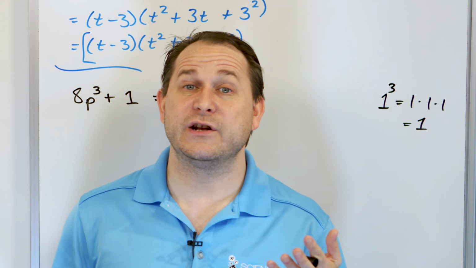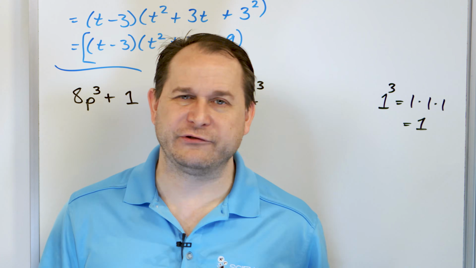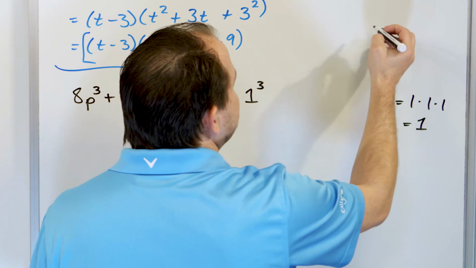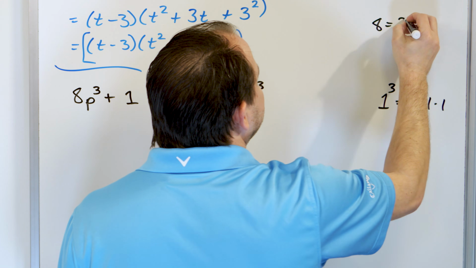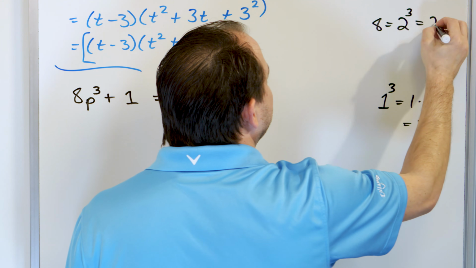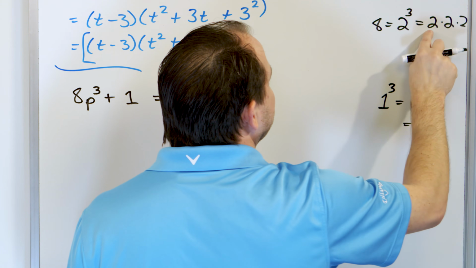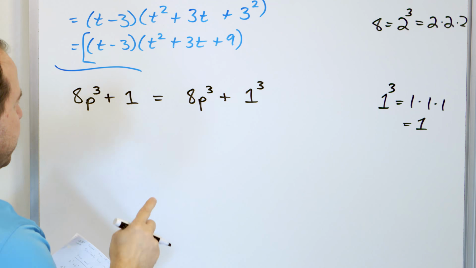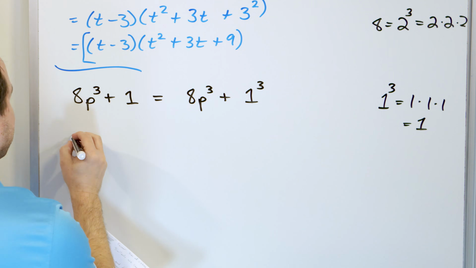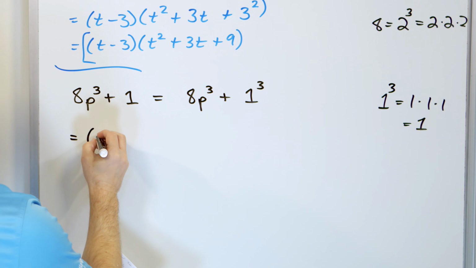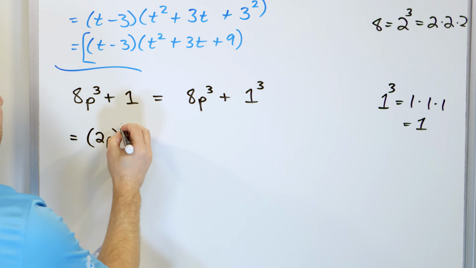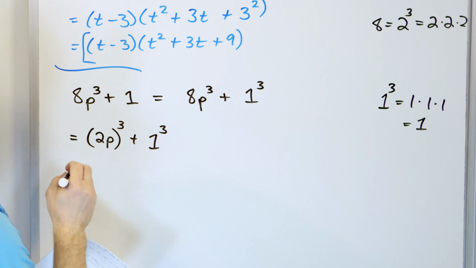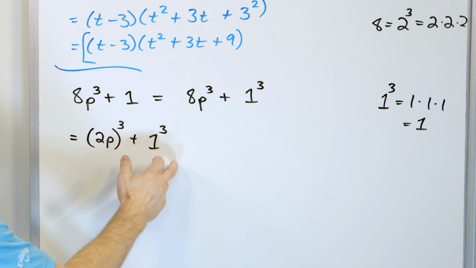It turns out that the number 8 is one of those special numbers that you'll just learn over time. It's also a perfect cube. When you think about it, the number 8 can be written as 2 cubed. Why? Because that would be 2 times 2 times 2, and you all know 2 times 2 is 4, 4 times 2 is 8. So 8 is actually a perfect cube. So because it's a perfect cube, I can write it like this: wrap it in parentheses, 2 times p quantity cubed plus 1 cubed. And now it's very clearly the sum of 2 cubes.